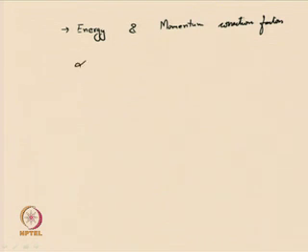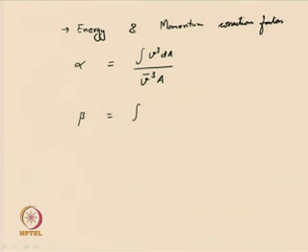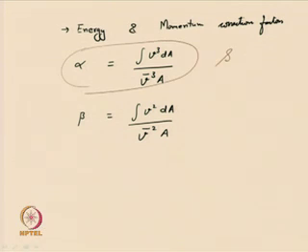Do you recall that your energy correction factor for the velocity was given as the integral of V cube dA by V cube A. Your momentum velocity coefficient was given as the integral of V squared dA by V squared A. So, use the same relationship, a similar relation, for the compound section.